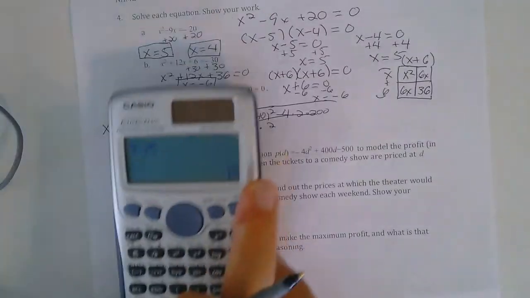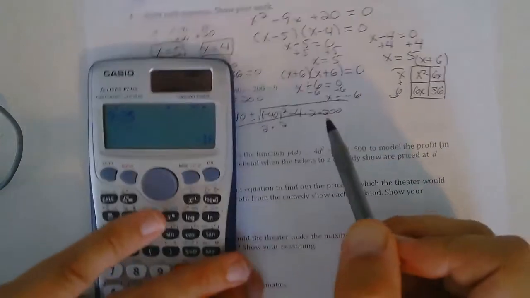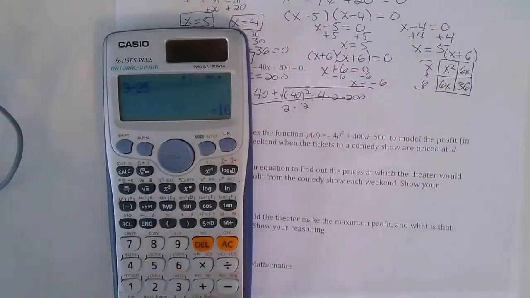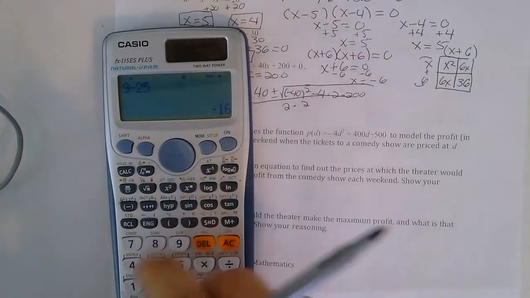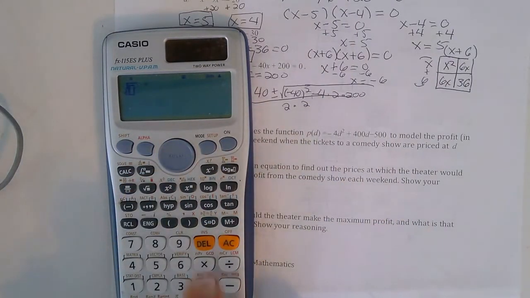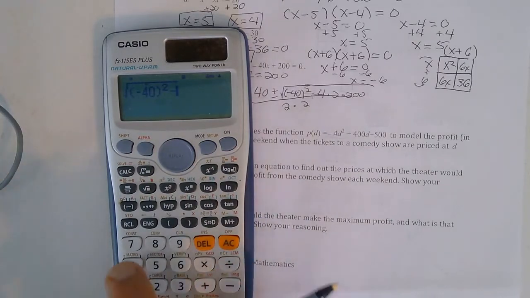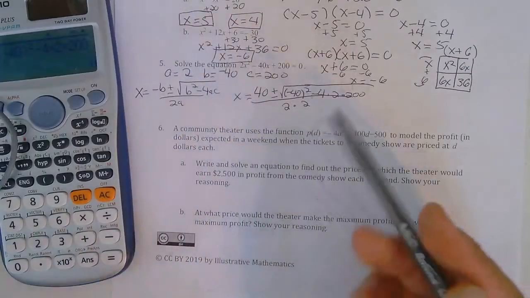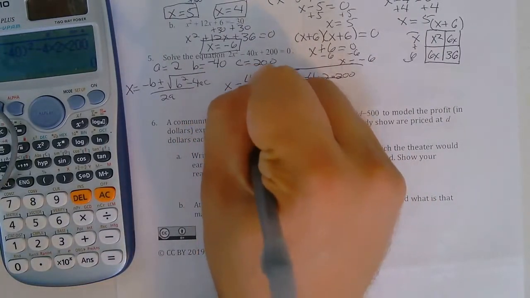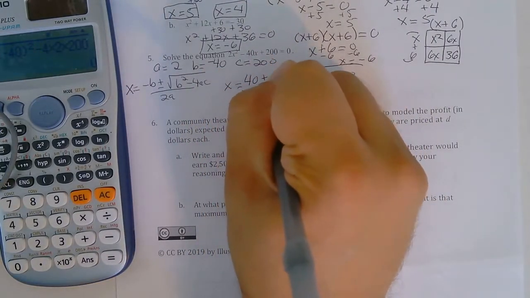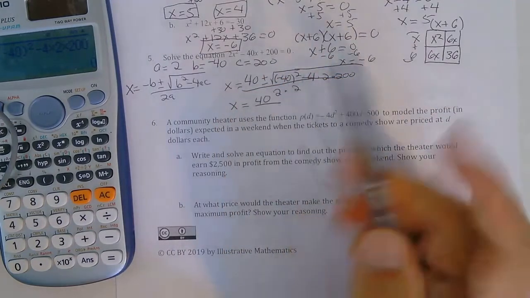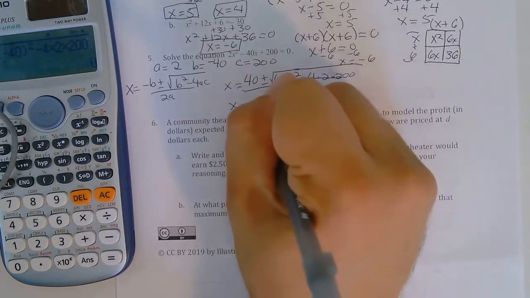So I'm going to do the square root portion first, or the discriminant of the equation. The b squared minus 4ac is again called the discriminant. So on here, you take the square root of, and you do negative 40 squared minus 4 times 2 times 200. And that gives me 0. So this is just going to be x equals 40 divided by, and I can put 40 plus or minus 0, divided by 4.